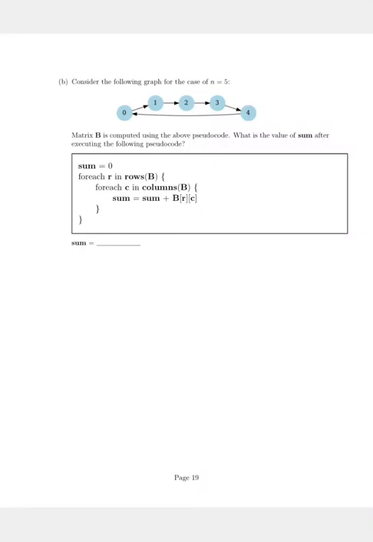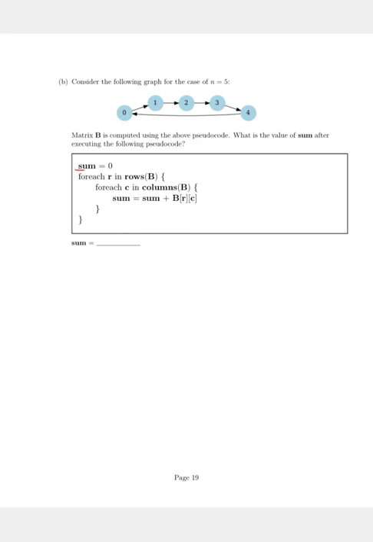So let's get into this question. This question is a continuation of your previous question, and here it's given that consider the following graph for the case n is equal to 5. So basically you have 5 stations. Matrix B is computed using the above pseudocode, the pseudocode that we've seen before. What is the value of sum after executing the following pseudocode?